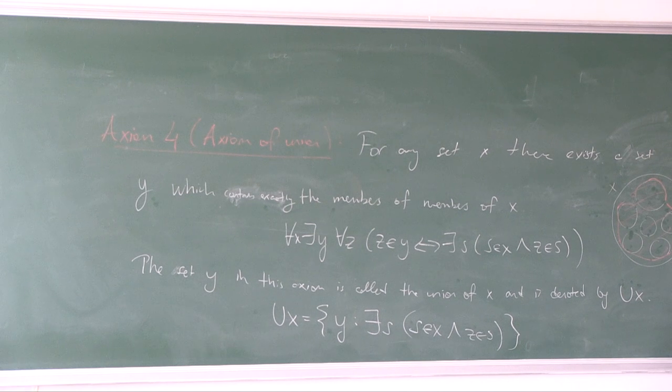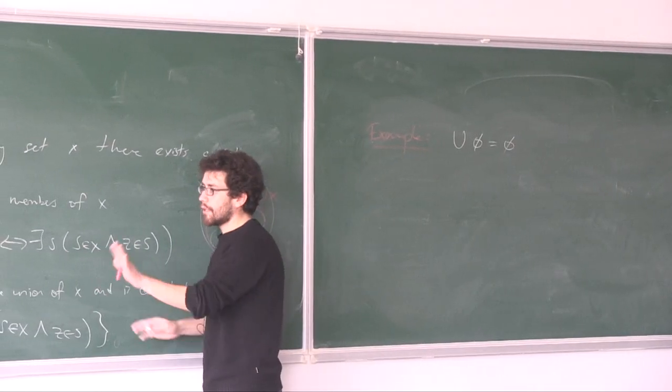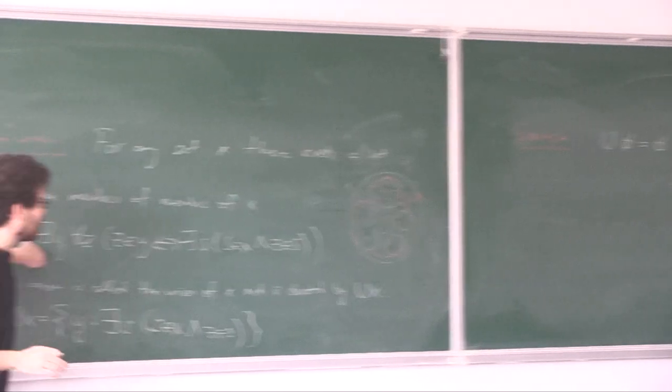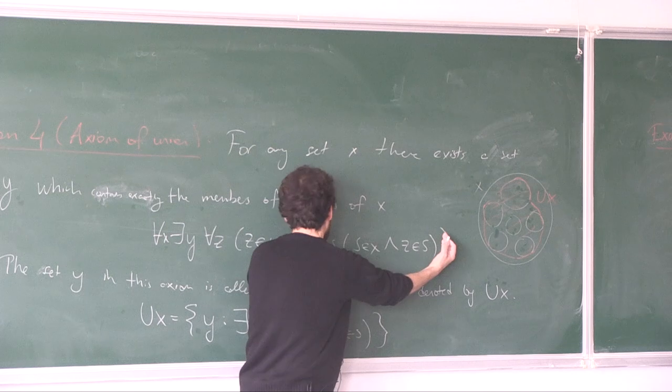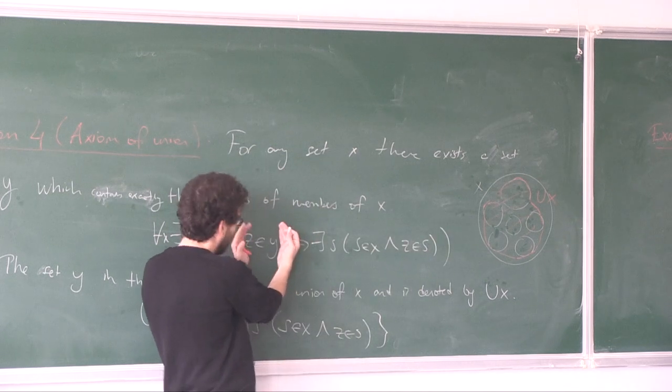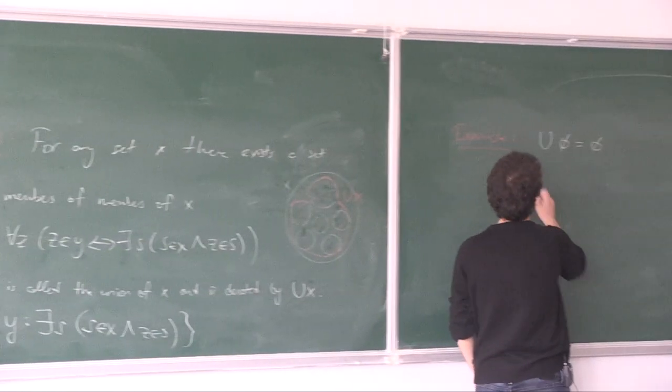Now, let me write some basic examples. Very basic ones. The union of empty set is empty because, let's just think this formally. If X is the empty set, this statement is always false. Therefore, this statement is always false. Therefore, this statement should be always false. Well, if this is always false, then Y is the empty set. So the union of empty set is that.